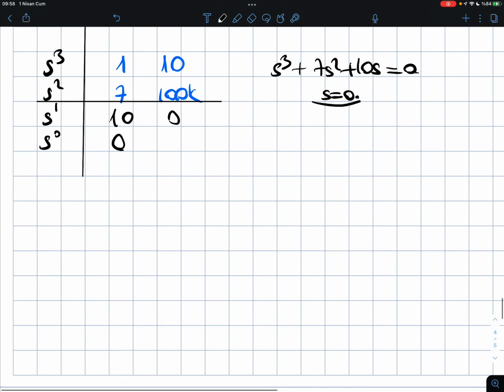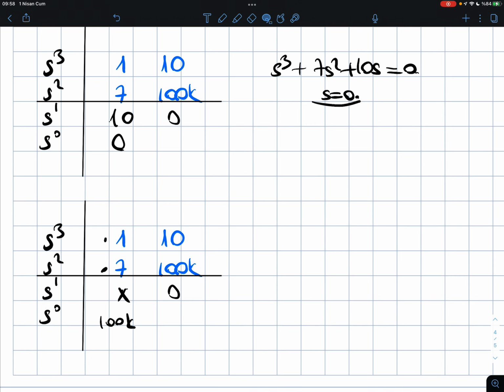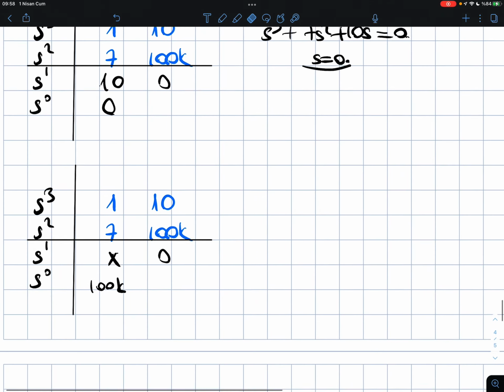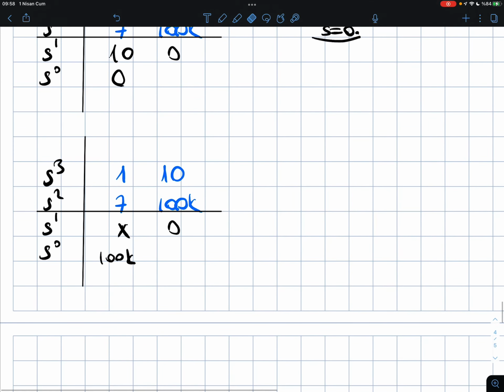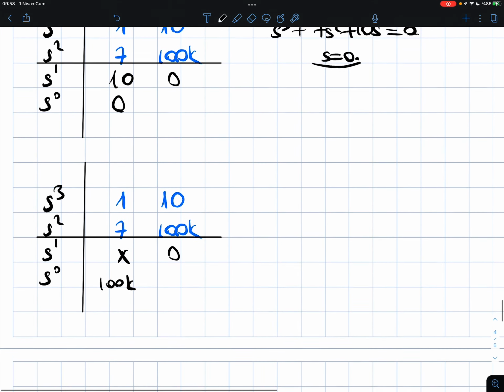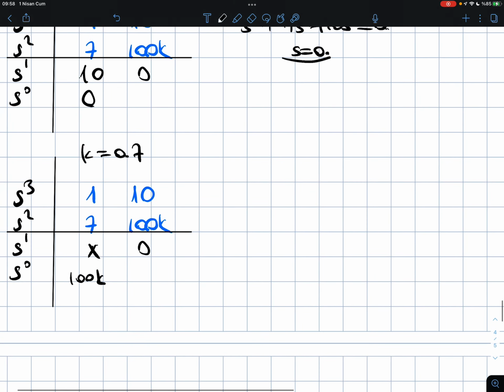So this is not really a special case, but the following might end up in a special case. Namely, I will check it for k equals 0.7. So this was for k equals 0. This is going to be k equals 0.7. Now if I plug in k equals 0.7, here 100k will become 70. And of course, this is the exact point where x is equal to 0. So this will become 0.